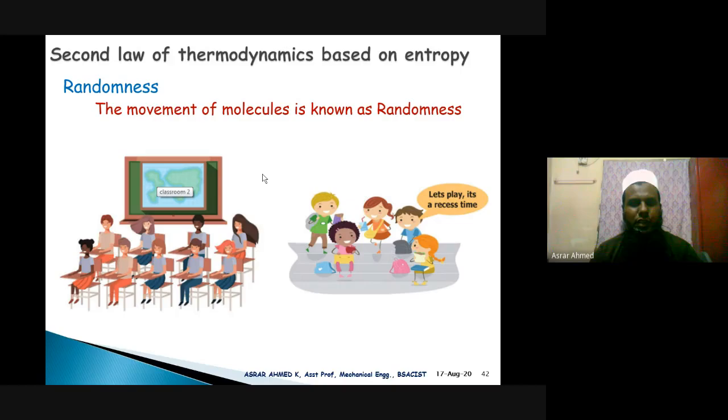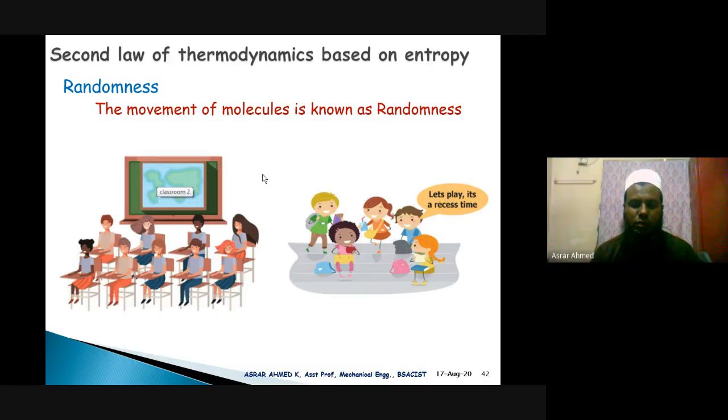The first one is properly arranged. The second one is not properly arranged; it is randomness. So the first image tells us that randomness is very, very low, or order is very, very high: properly arranged, highly ordered. In the second image, randomness is very high, or order is very low.